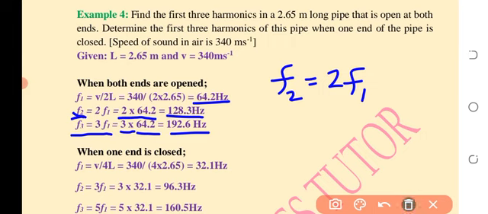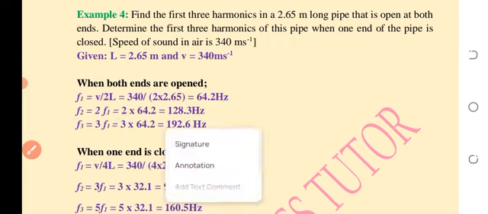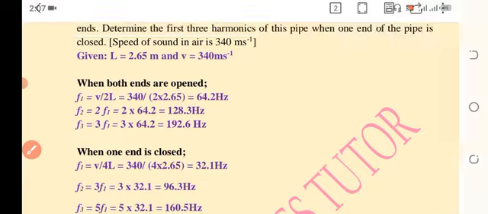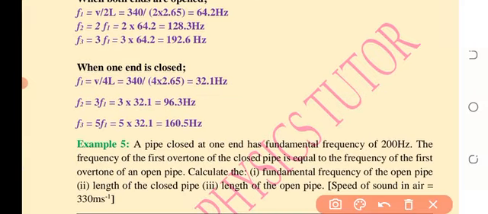And also, when this pipe becomes a closed pipe, what are we expecting? For the first harmonic frequency of a closed pipe, we have this equation. So just substitute the values. Our V is still 340, our length is 2.65, and with the help of our calculator, we have 32.1 as the fundamental frequency there.